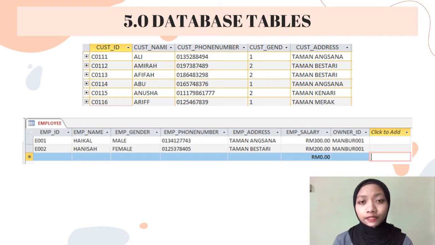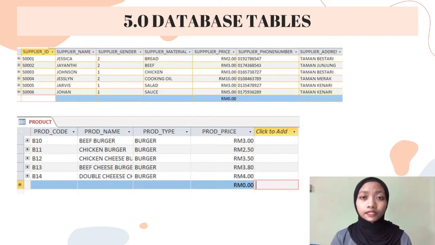The second table is employee table. The attributes are employee ID, employee name, employee gender, employee phone number, employee address, employee salary, and owner ID. The primary key of this employee table is employee ID, and the foreign key is owner ID. The third table is supplier table. The attributes are supplier ID, supplier name, supplier gender, supplier material, supplier price, supplier phone number, and supplier address. The primary key for the supplier table is supplier ID.